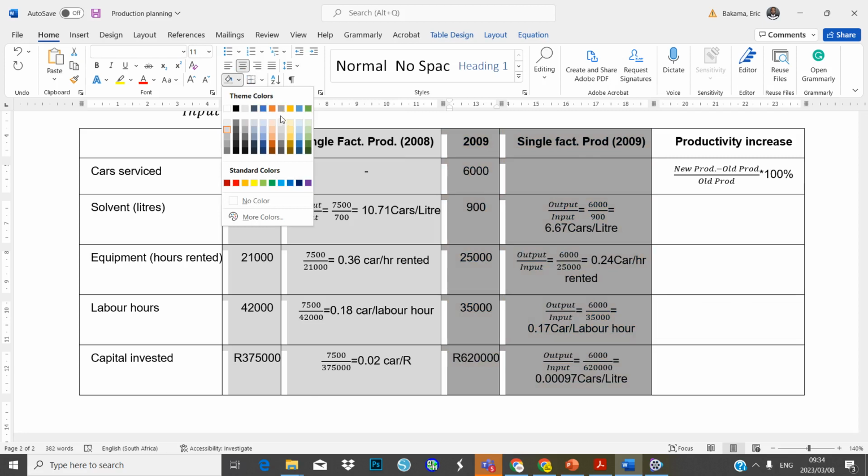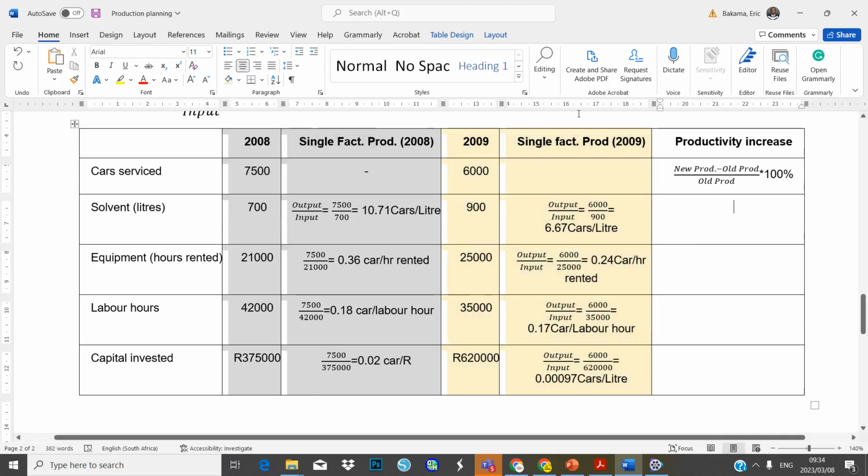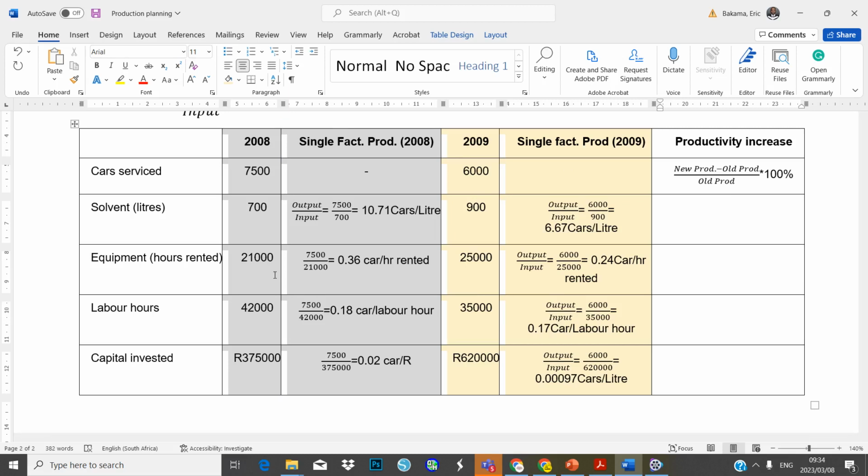I'm going to give this one a color. I don't even know which color it is, it looks like cream white. Whatever color this is, it's 2009, and this other one that is grayish is 2008. So we just want to compare. Assuming we're in 2010, we believe that 2009 is the most recent, and we will call it the new productivity. Even if we are in 2009, we call it the new productivity, and 2008 will be old because it's very old compared to 2009.